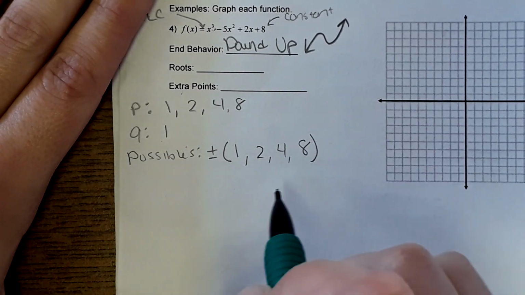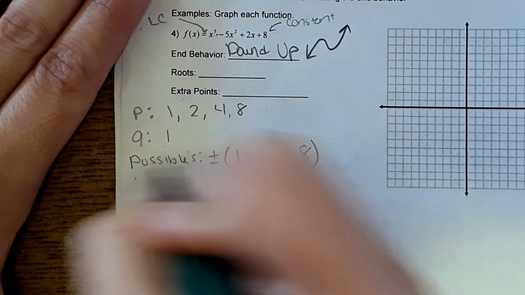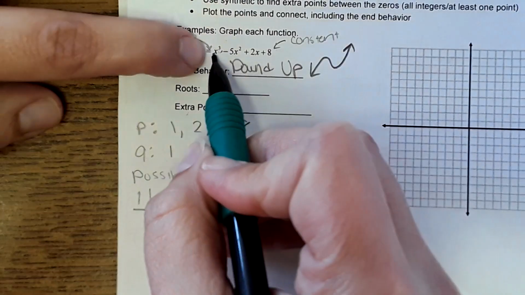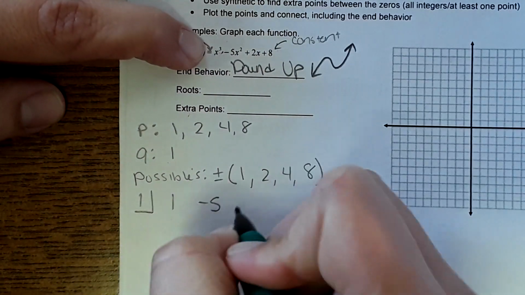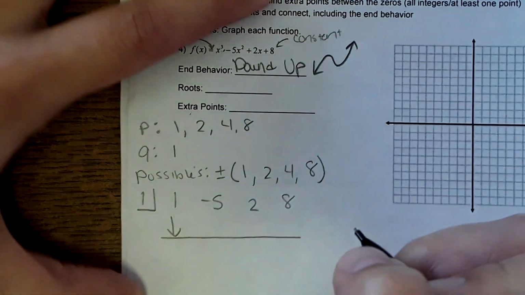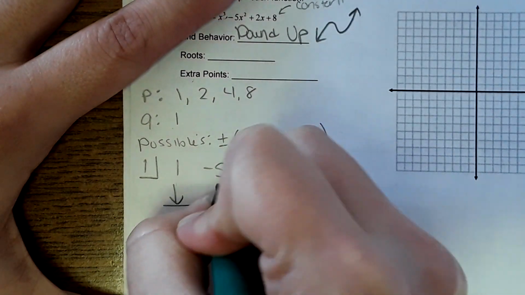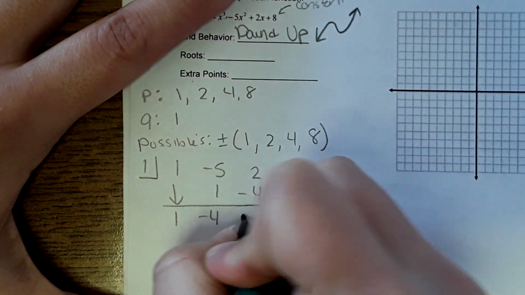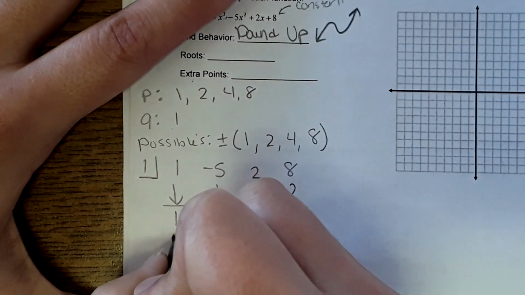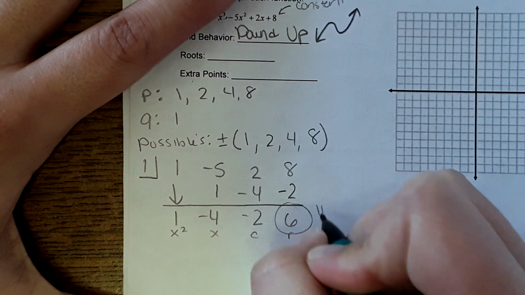Then we need to start testing it out to see if we can get a 0 as a remainder. So just choose maybe 1. And then write out the coefficients: 1, -5, 2, and 8. And divide it out. And we get a remainder.